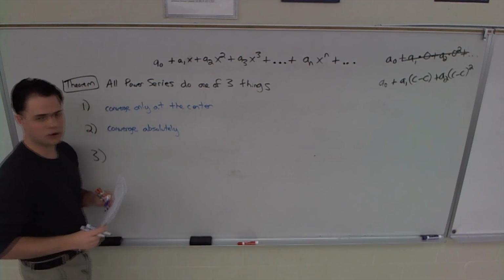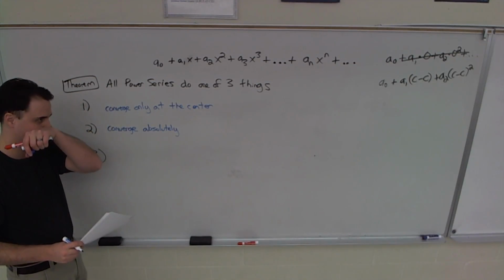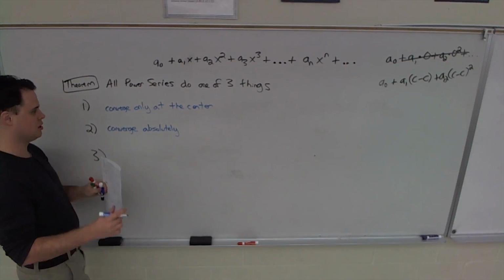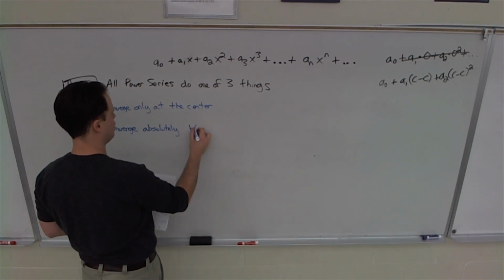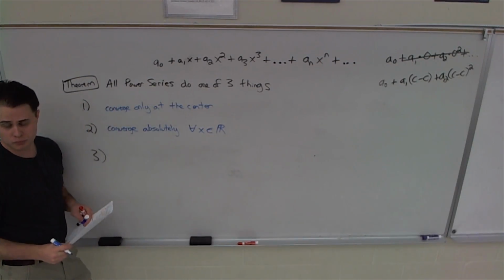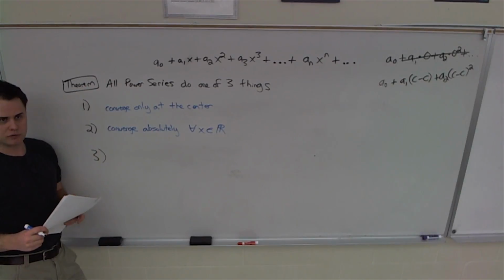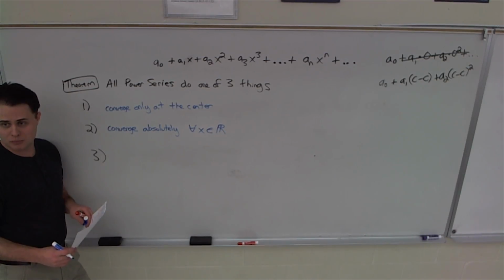So even if they don't converge absolutely everywhere, it's not like all is lost. You just do other stuff instead. We'll see what that stuff is. So they converge only at the center. They converge absolutely for all x values belonging to the real numbers, in other words, everywhere. Or they converge for some real numbers, but not for others.